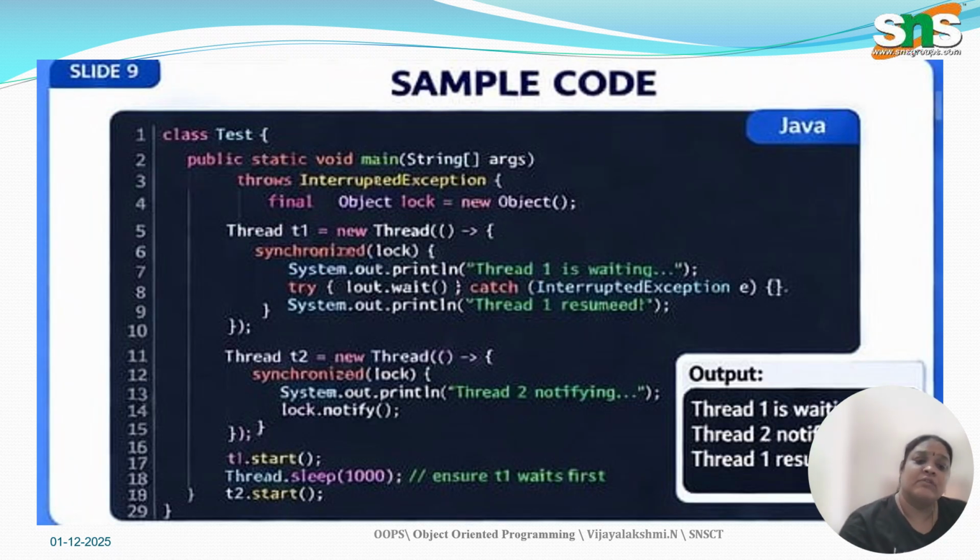This is a sample code for ITC. It shows how two threads communicate inside the CPU and how they share resources. While one thread is processing, what will the next thread be doing? Here, thread 1 is waiting, thread 2 sends the notification, and thread 1 resumes. This is what is happening inside the CPU.